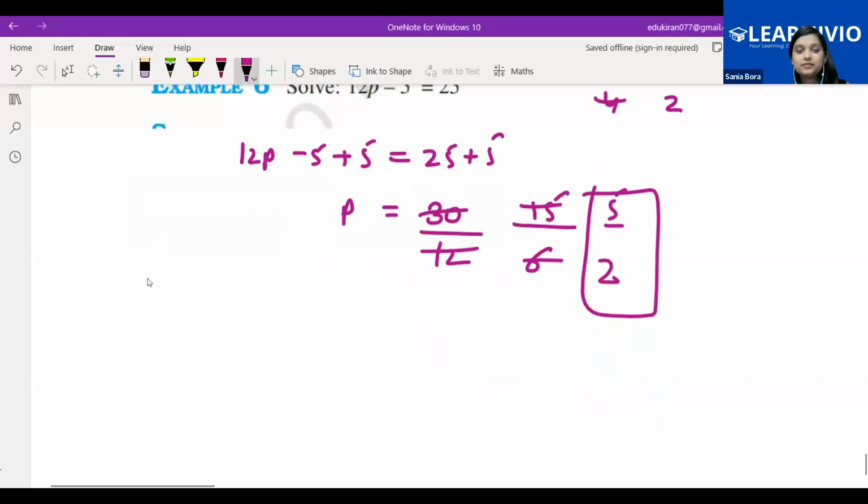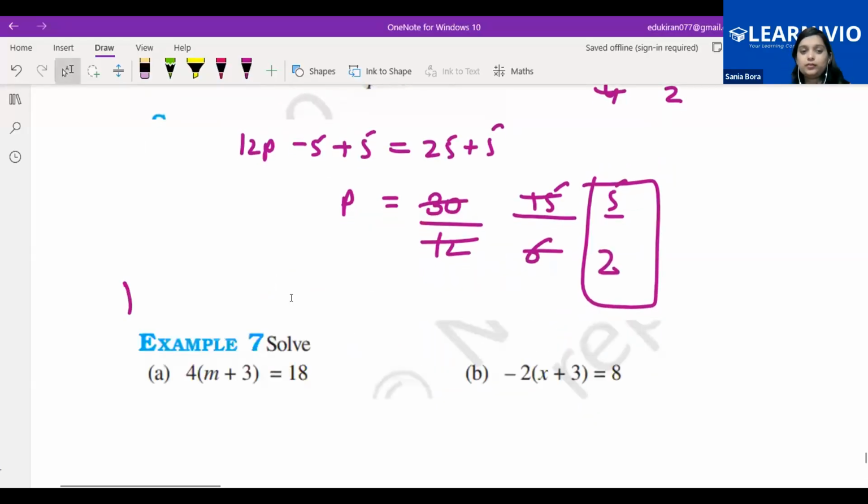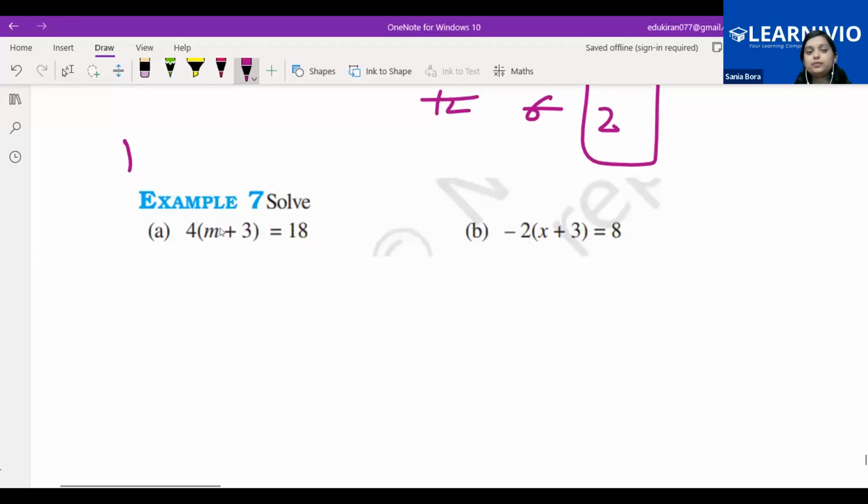Yes. Okay. Now this one. Do you know how to do these types of questions? Yes, ma'am. Okay, so first you will multiply this, like 4m plus 4 multiplied by 3 is 12. Divided by 18. Then the same process, right? Yes, ma'am.